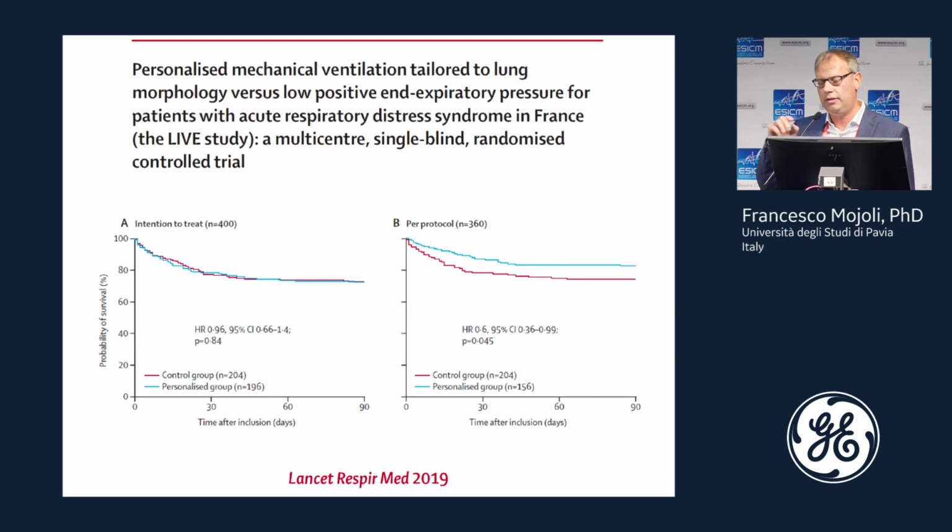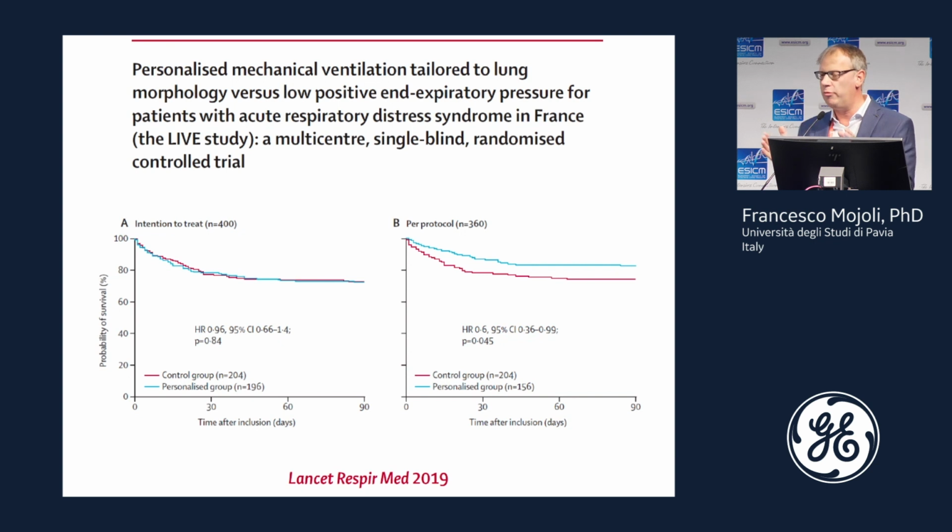And once misclassified patients were removed from the analysis, a lower mortality was observed in the personalized group. Moreover, and even more interesting to me, in the personalized group, misclassified patients had a very, very poor outcome. That means that if we set high PEEP in focal disease and low PEEP in diffuse disease, both increase mortality in our patients.